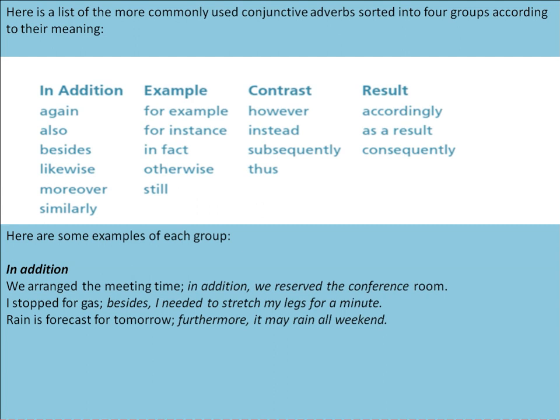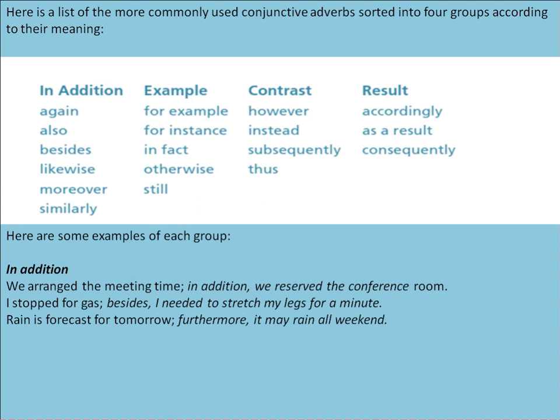Okay. Rain is forecast for tomorrow; furthermore, it may rain all weekend. The first clause is saying that rain is forecast for tomorrow. And you are adding to that information by using the conjunctive adverb, or your transition word, furthermore. What will happen? You are putting a stress that it may rain all weekend.